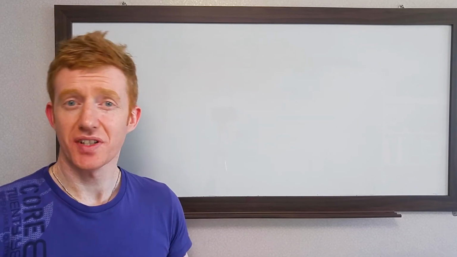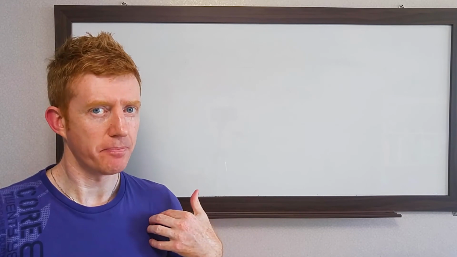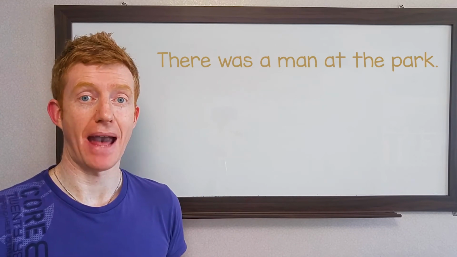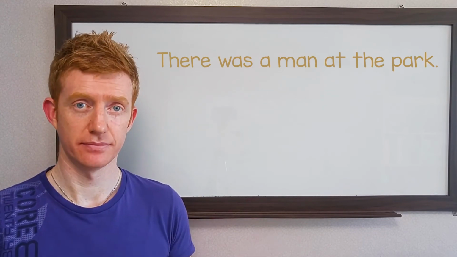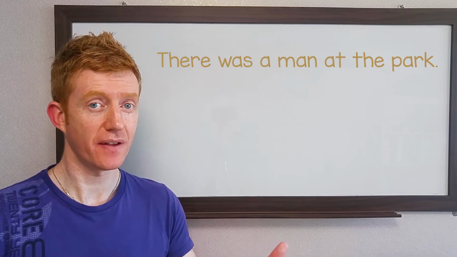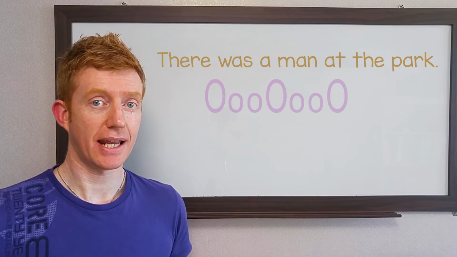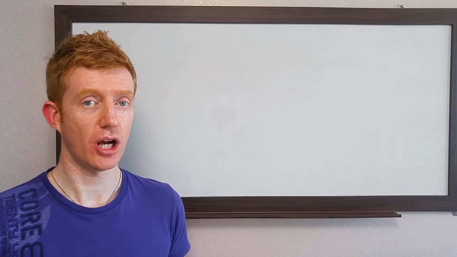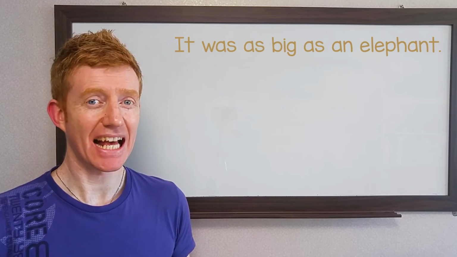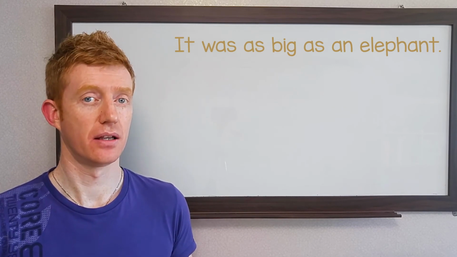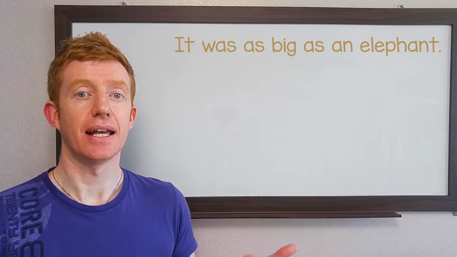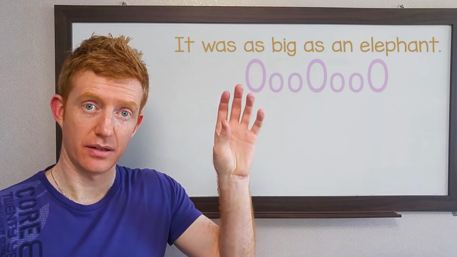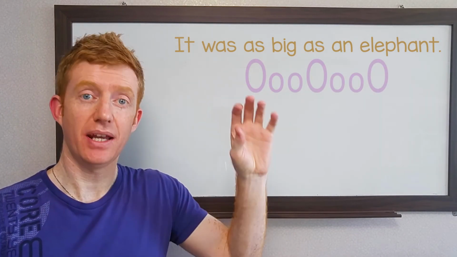Right. We have four sentences in this video. I'm going to speak them and I'll let you try and repeat them as I do. Going back to the first one, there was a man at the park. You try. Good. Get the pause in there. Strong, weak, weak, strong. Try again. There was a man at the park. All right, good job. Next, it was as big as an elephant. It was as big as an elephant. Right, it was as big as an elephant.